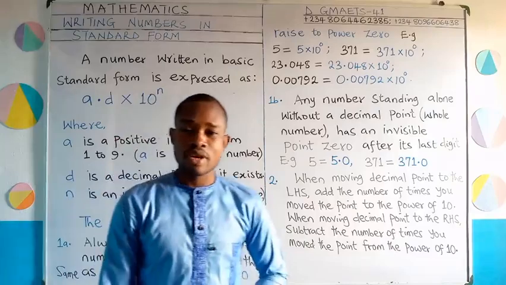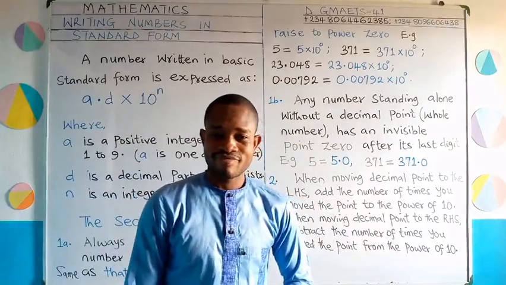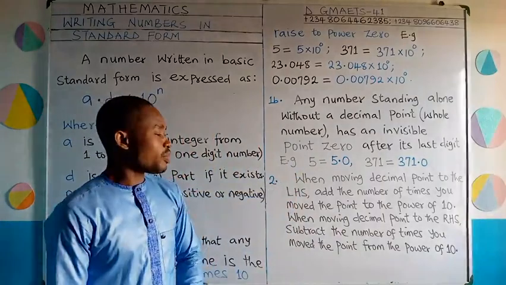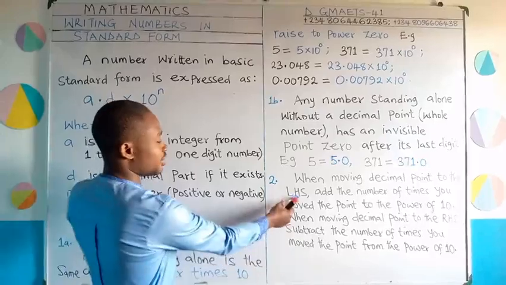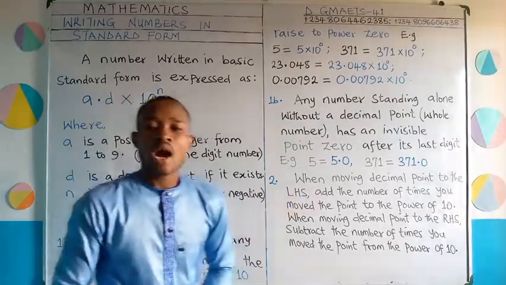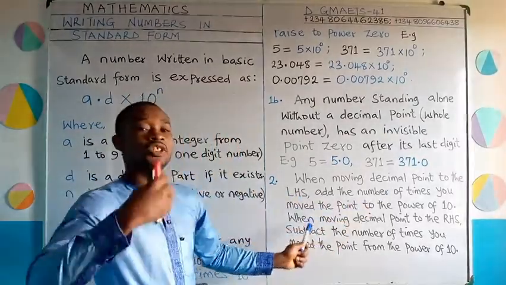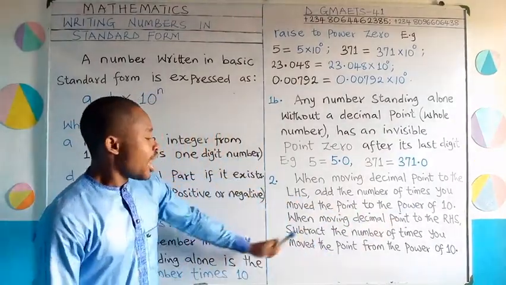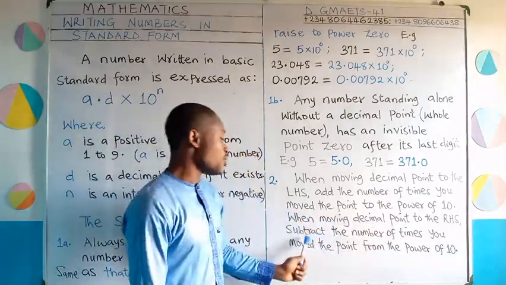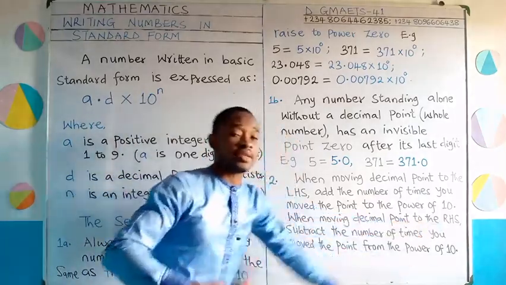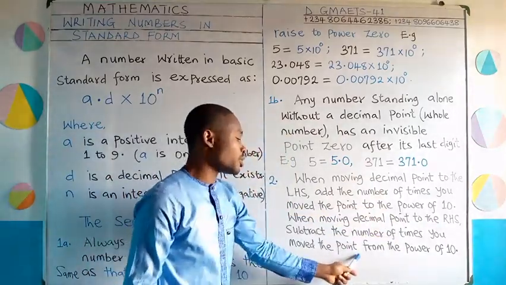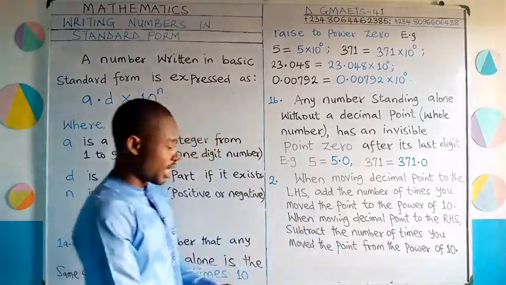Then we have secret number 2, the last before we take questions. When moving decimal points to the left-hand side, LHS, add the number of times you moved the point to the power of 10. And when moving decimal points to the right-hand side, RHS, subtract the number of times you moved the point from the power of 10.